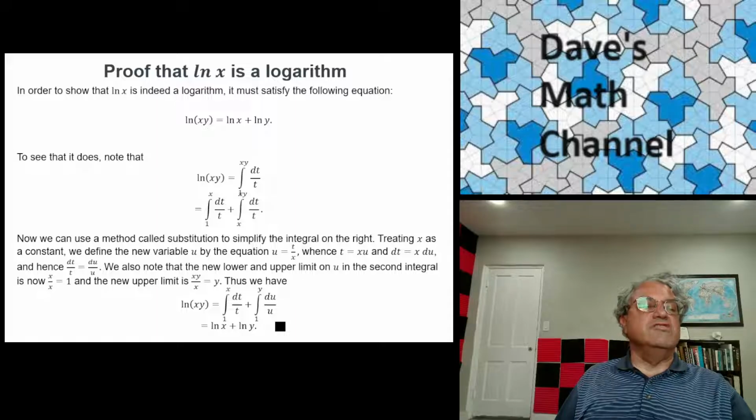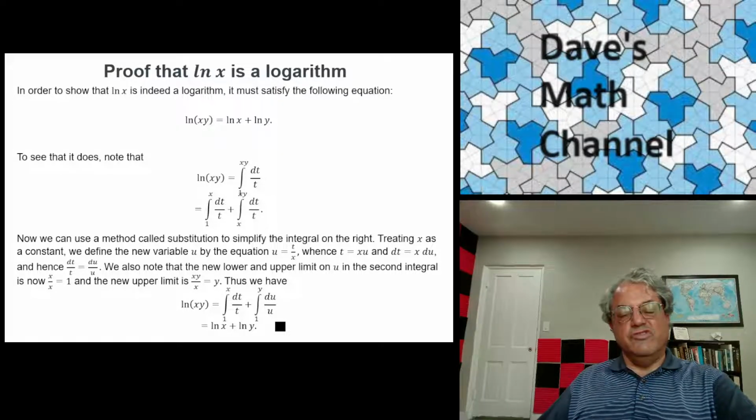The other thing I forgot to tell you is that you also have to change the limits of integration when you do this substitution. So since u is t over x, we have to divide both the integration limits by x. So the lower limit on u becomes 1, that's x over x, and the upper limit becomes y, that's xy over x. So now we have a second integral of a form 1, the integral from 1 to y of du over u. Well, by our definition of the natural logarithm, that's just ln y, and the first one's ln x. So we've just proven that the ln of xy is equal to ln x plus ln y.